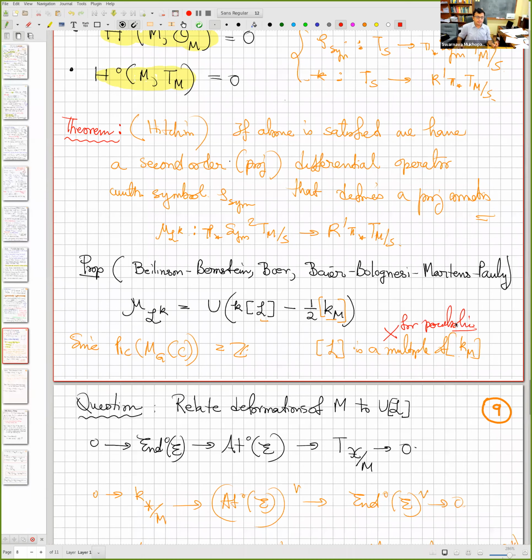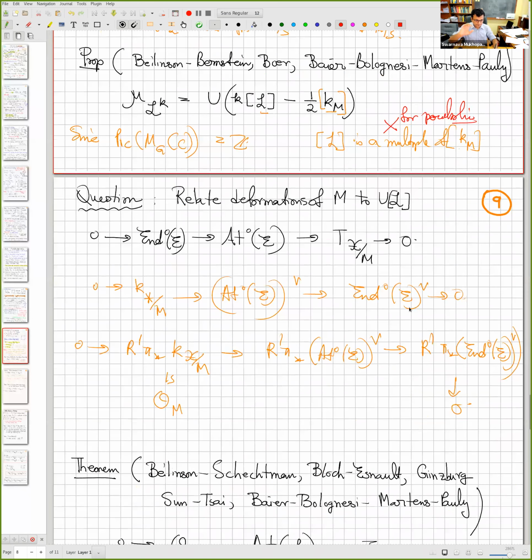Okay, and it's not clear what controls the deformation theory. What is the parabolic analog of this? Okay, so these are the two things that we address.